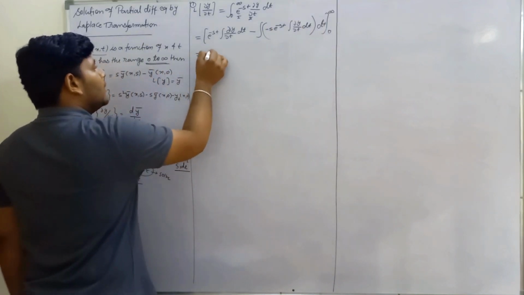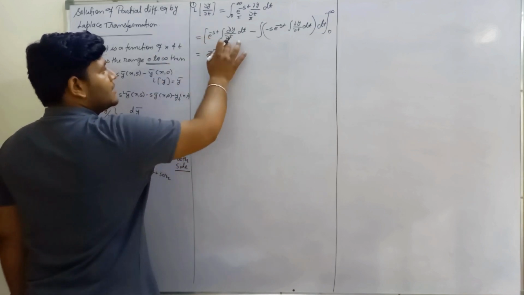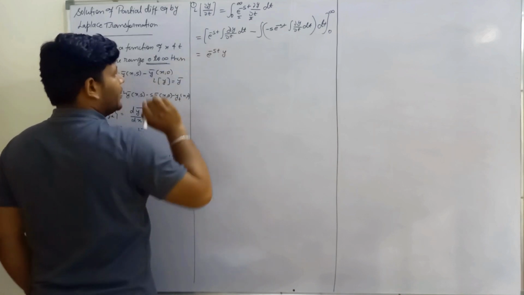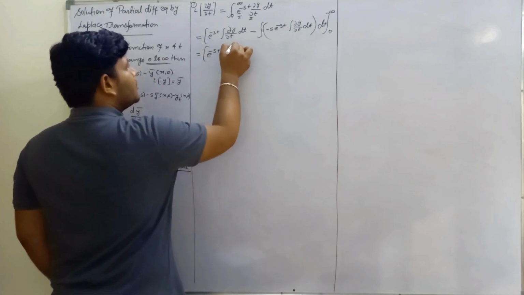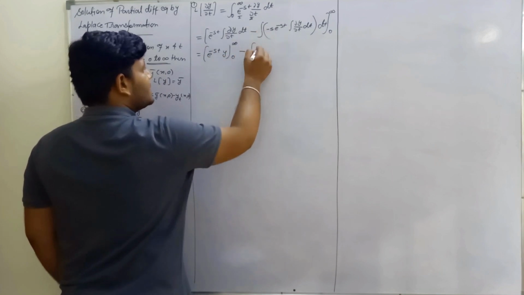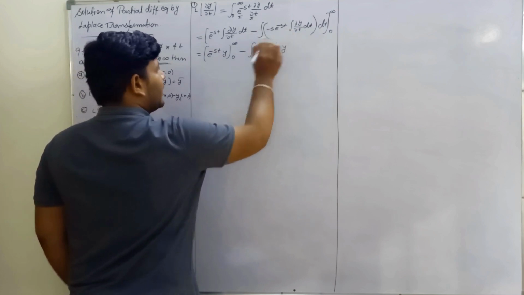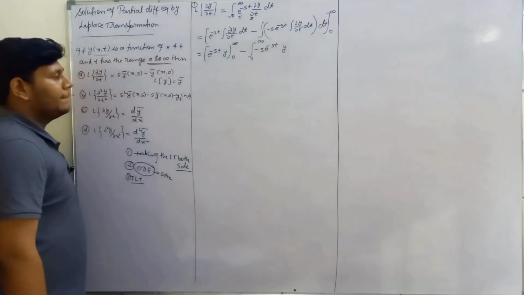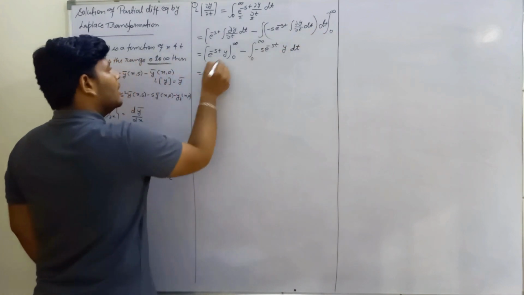Now the integral of dou y by dou t is nothing but y. So it is y e to the power minus st, with the limit 0 to infinity, minus the integral of minus s e to the power minus st times y, with the limit 0 to infinity and dt. Now I'm putting the limit.